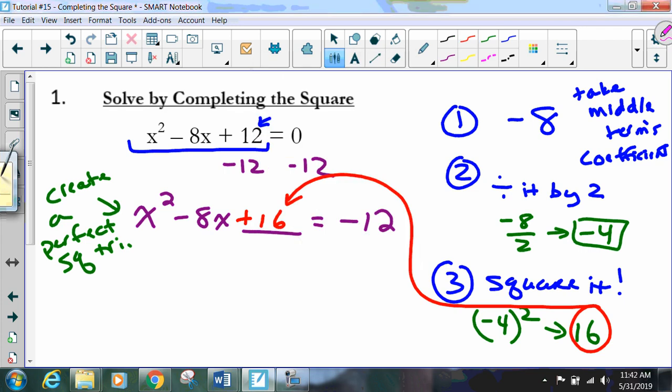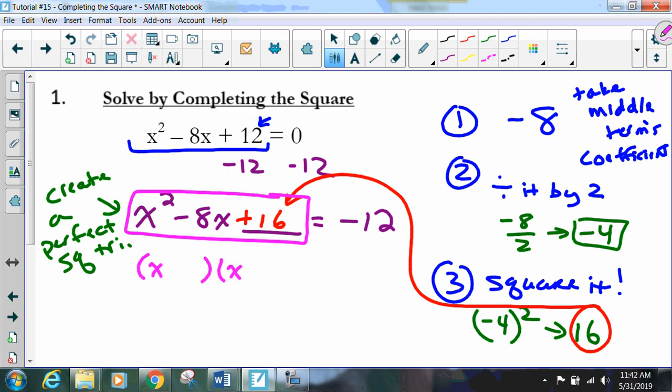All right, so what we just created on the left side is a perfect square trinomial. And we know that we did because think about it, if we factored it right now, two numbers that multiply to equal 16 and add to equal -8, that's -4 and -4. Now, I'm going to include this step this time so that you understand what's going on, but we're going to skip this step from here on out. So I'm going to go ahead and factor it. I'm going to bring down the equal. I'm going to bring down the -12.